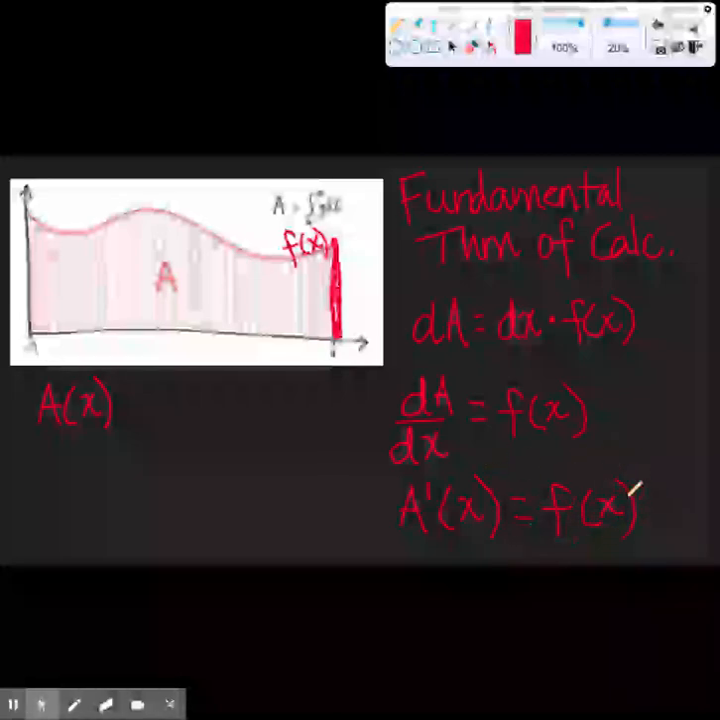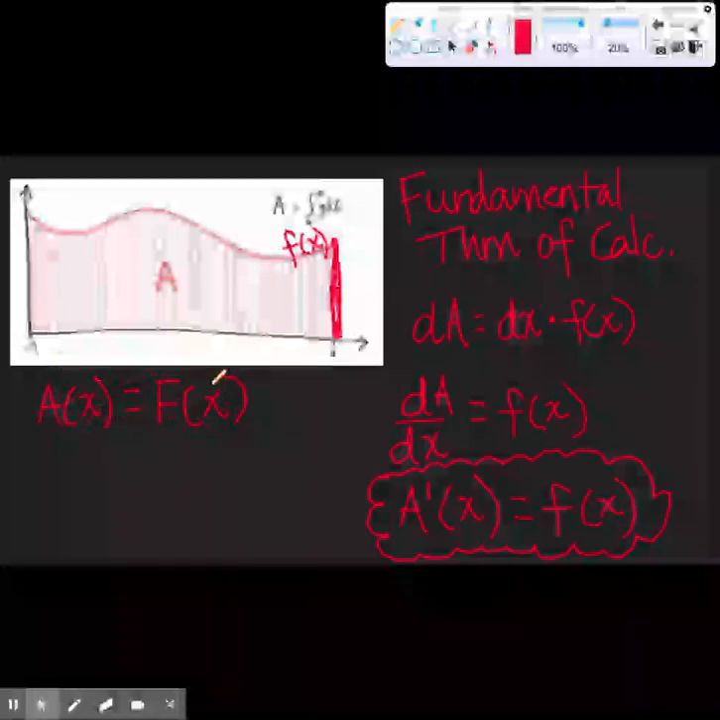Well, that's great, but usually we know the function itself and we don't know the area function. So if I want to do the inverse of both of these, I want to say I know the derivative, what's the original function? I'm going backwards. Well, as we practice a lot, when I say I know the derivative, what's the original function, that's the same as finding the antiderivative. So again, the fundamental theorem of calculus says the derivative of the area function gives you the function you're trying to find the area under.